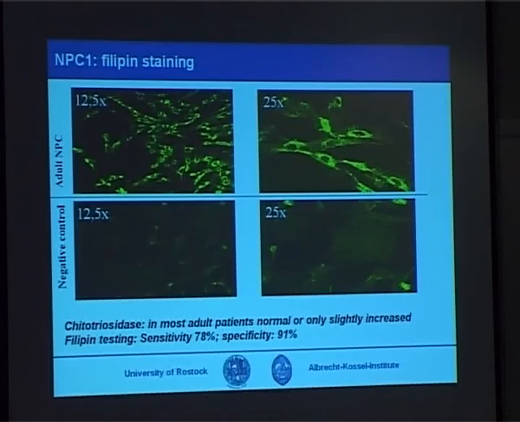We have already discussed the question of the biomarker, and this again addresses what is the best and the most convenient way to diagnose quick, reliable, without spending a lot of money, in the correct way, Niemann-Pick type C patients.